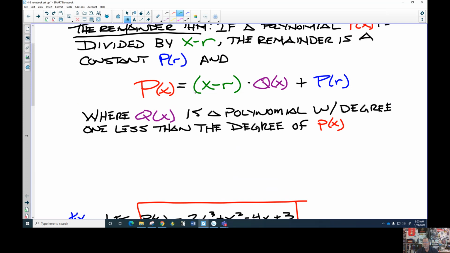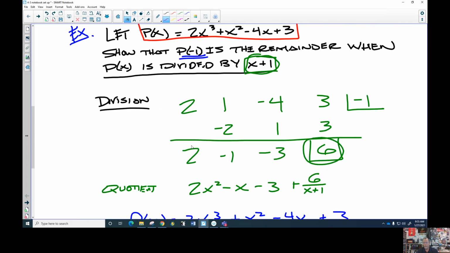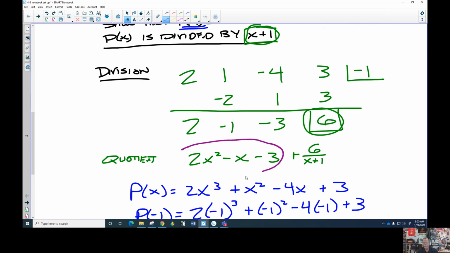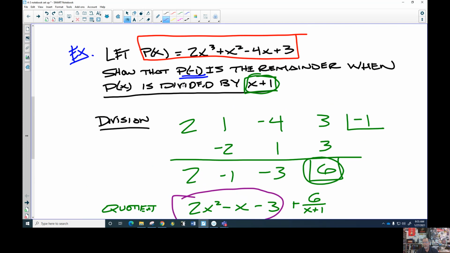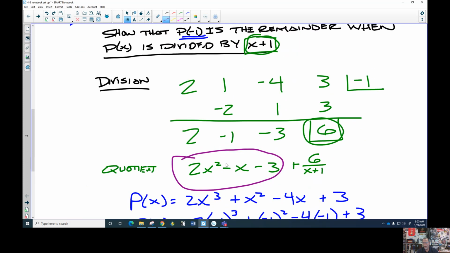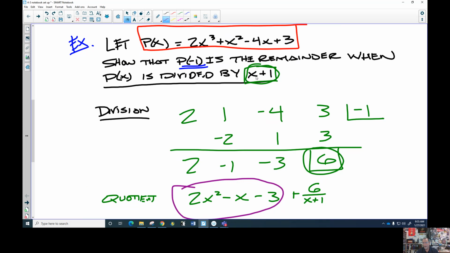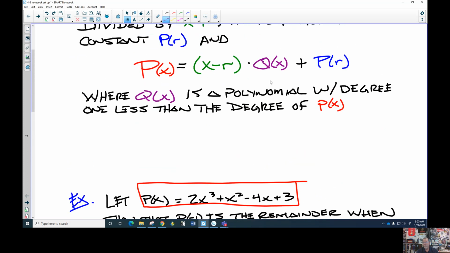And p of x, the polynomial, can be recreated by doing x minus r times q of x. Now, q of x was that quotient. That was this thing down here, right? So what it's saying is if I took this 2x squared minus x minus 3, and multiplied it by x plus 1 and added 6, I would get my original polynomial. That's what this is saying. X plus 1 times that quotient plus the remainder would give us back our polynomial.